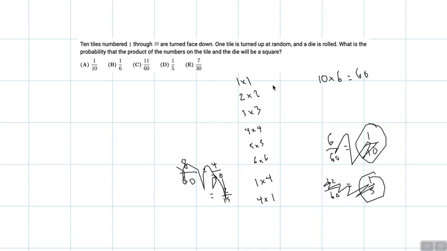Oh, 9 is also a square. Yeah, it could be 9 times 1. But not 1 times 9. And then we got 9 over 60. Divide by 3. Again, not an option.